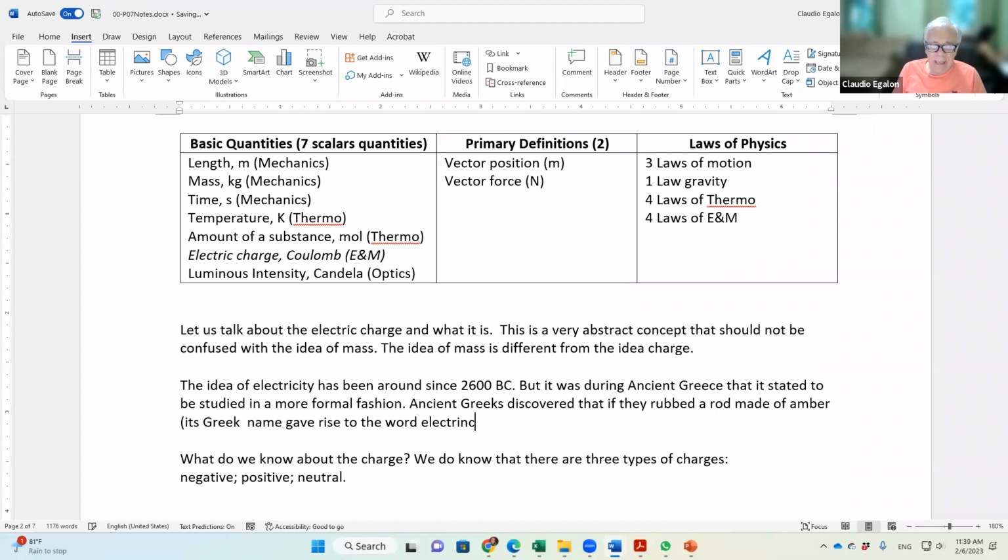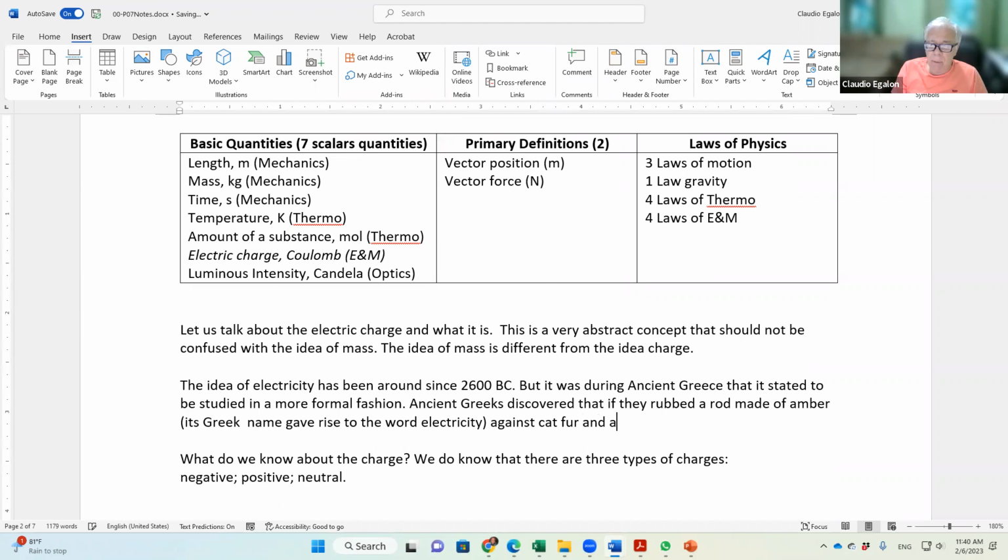If they rub a piece of amber, a rod made of amber, against cat fur, okay, here you go. That goes for the cat lovers, right? You get your little cat, get your piece of amber, rub it against his fur, right? And then approach that piece of amber to small pieces. It can be paper, no? And you're going to notice it.